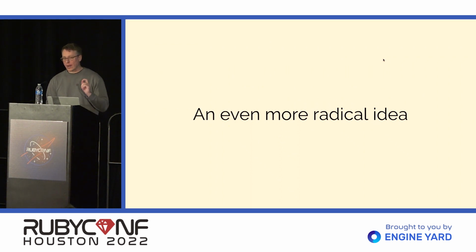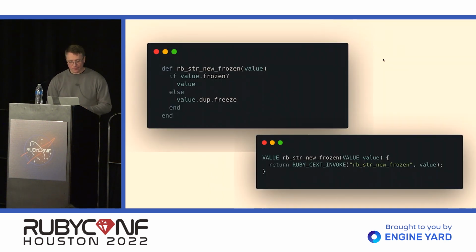Here's an even more radical idea, right? Ruby has this C extension API that people use to write C extensions. And obviously it's written in C. Could we implement those C extension library routines as Ruby as well? TruffleRuby does this today. So there's a core C library routine called rb_str_new_frozen. And TruffleRuby implements that in Ruby. And what it does is the Ruby stub on the bottom right simply calls back into Ruby to run that routine. And we get the same benefits here.